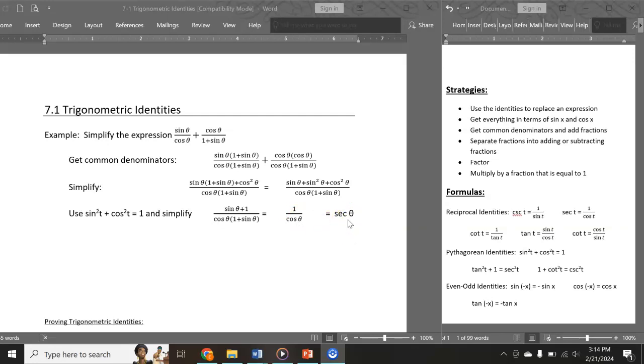And I know secant was the answer we got in our last example, and they will not always all come out to secant. Sometimes it's just 1, sometimes it's 0. They don't always come out to secant. These two just happened to do that.